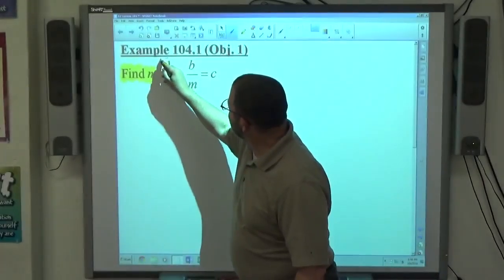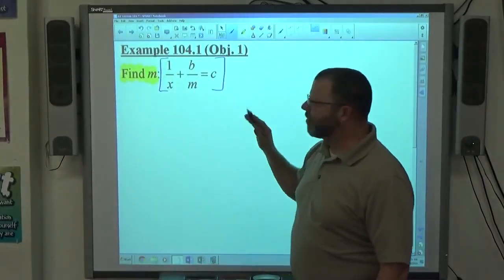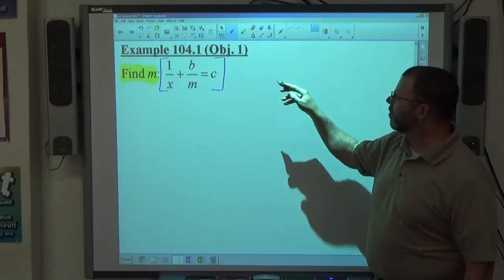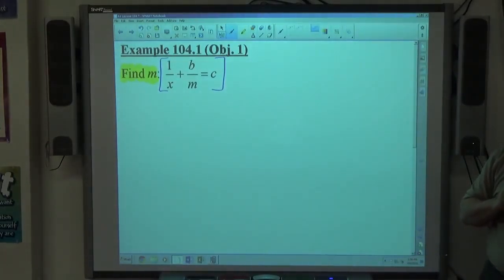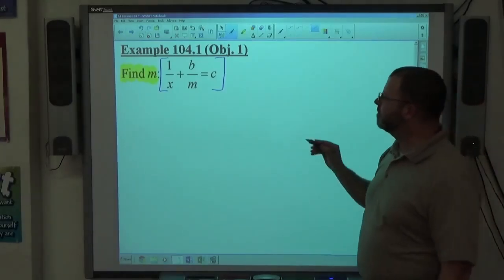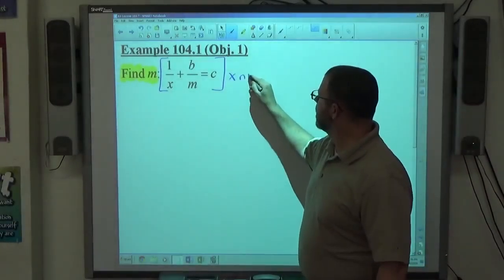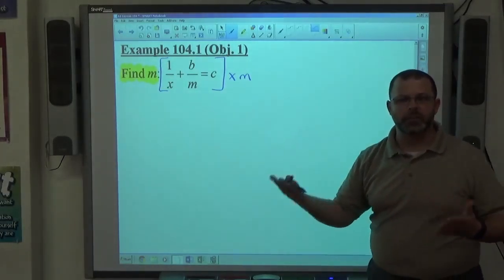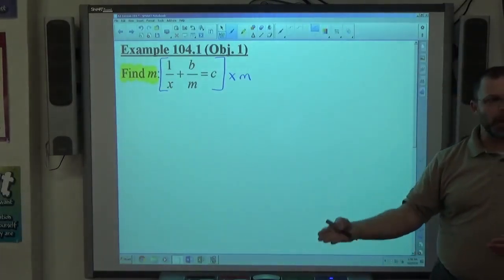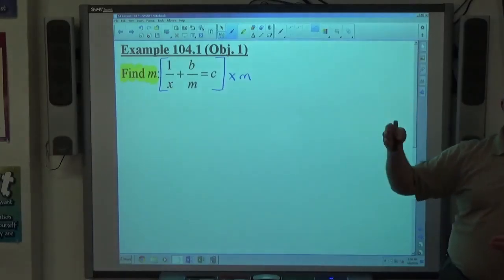Second tragedy, fractions. We look at the fractions in the problem. The only fractions are 1 over x and b over m. C is not a fraction. The least common denominator of the two fractions in the problem is xm. So I'm going to multiply times xm to get rid of the fractions, the same way I've been getting rid of fractions every other time. You divide by the fraction's denominator, multiply the result times the numerator.